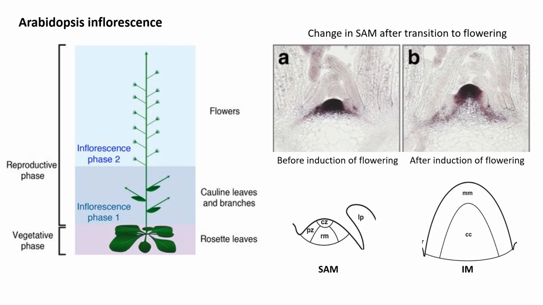The tunica corpus organization of the shoot apical meristem is however retained in the inflorescence meristem, and the floral primordia arise by periclinal divisions in cells beneath the two-layered tunica.